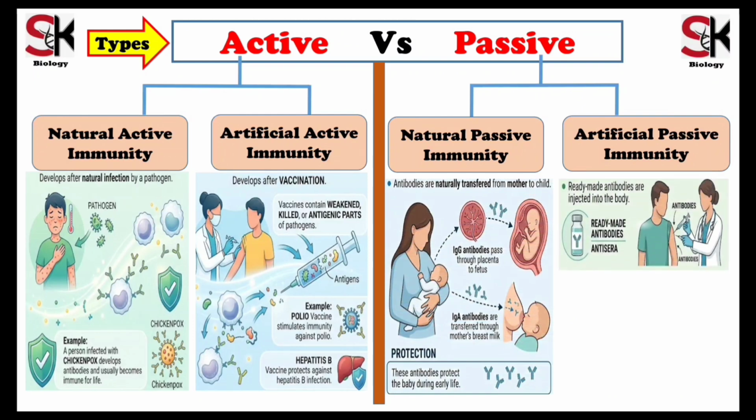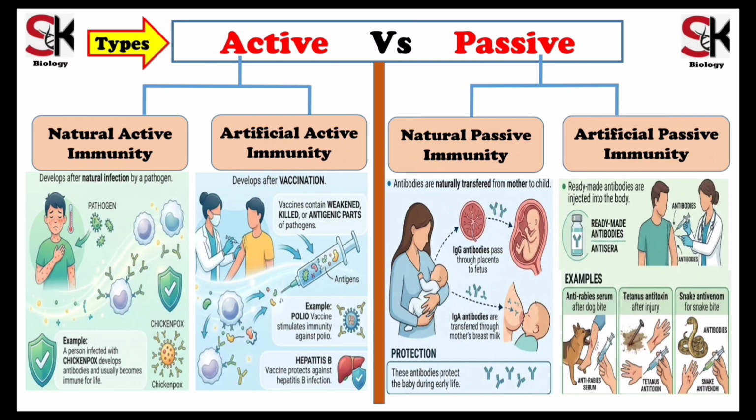In case of artificial passive immunity, ready-made antibodies are injected into the person to provide direct immunity. For example, anti-rabies serum after dog bite, tetanus antitoxin after injury, and snake antivenom for snake bite. All these examples are of artificial passive immunity.